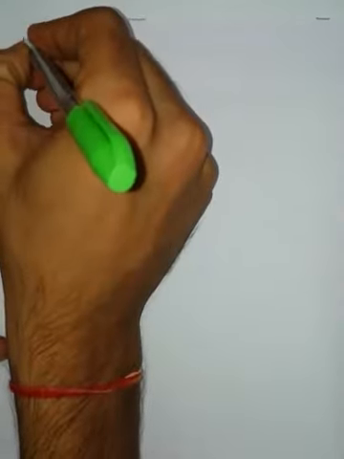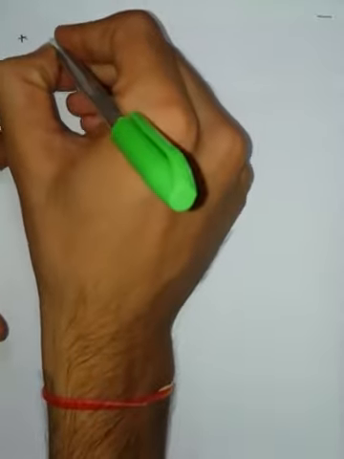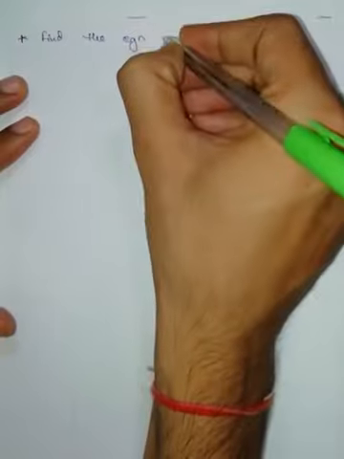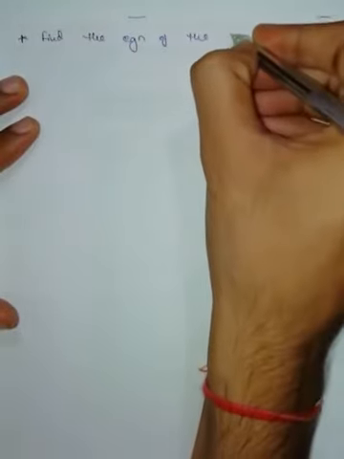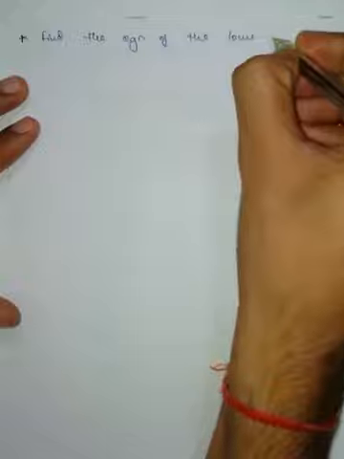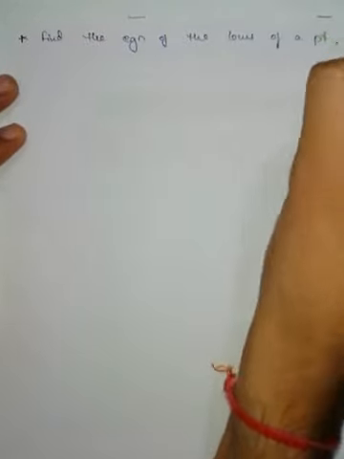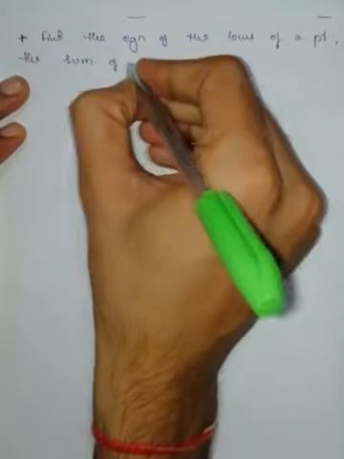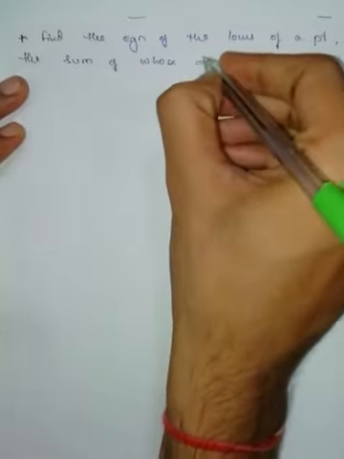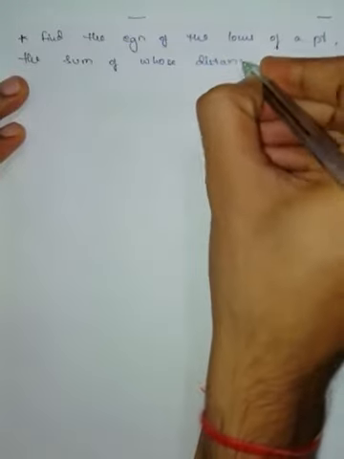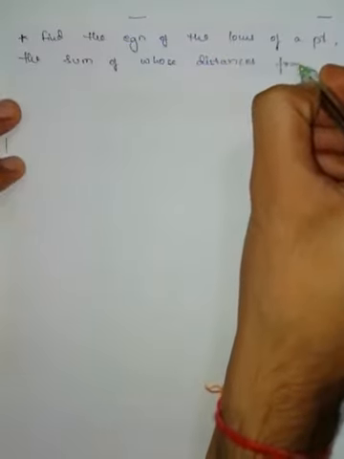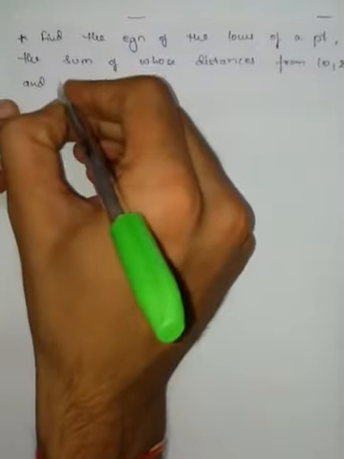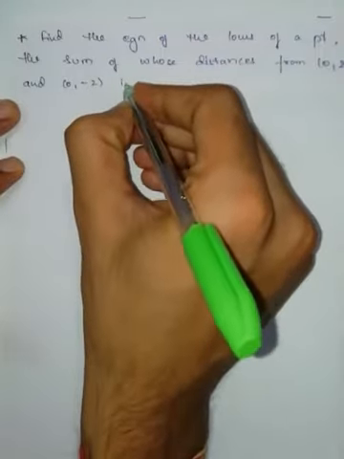Problem. Find the equation of the locus of a point, the sum of whose distances from (0, 2) and (0, -2) is 6.